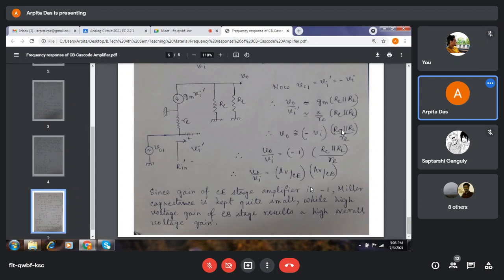One is Sedra-Smith microelectronics book. You can follow also the Boylestad's book for circuit theory and analog circuits. Then you can just acquire more knowledge to design different kinds of composite amplifiers. But basics are about this CE, CB and CC.